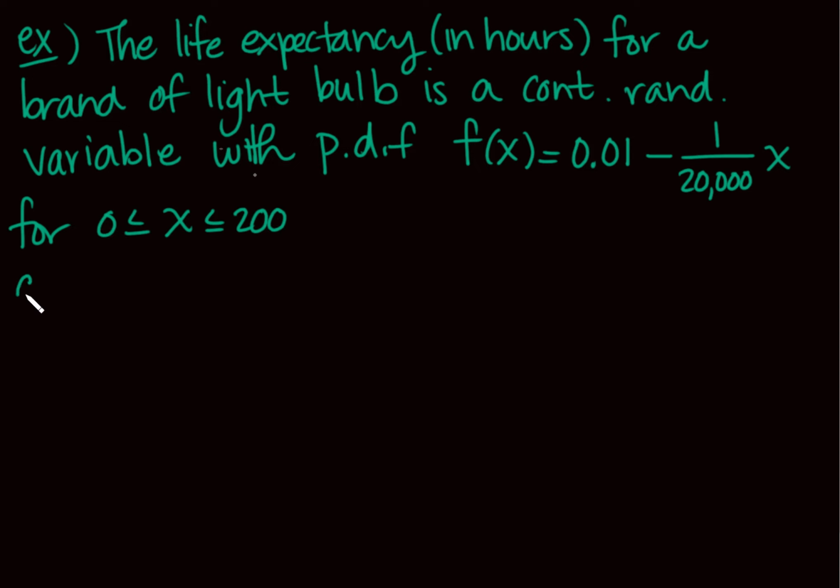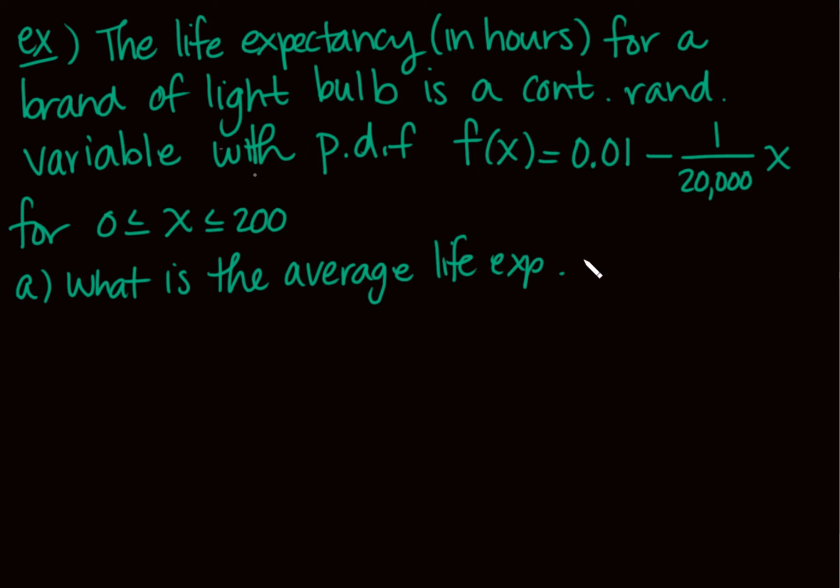Okay, part A: what is the average life expectancy of one of the bulbs? Really what this is asking is, what is the expected value? If I grab a bulb at random, what is the expected value of its life expectancy? That's what this is asking.